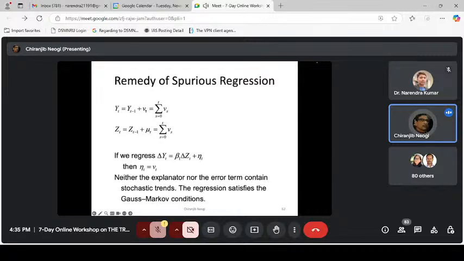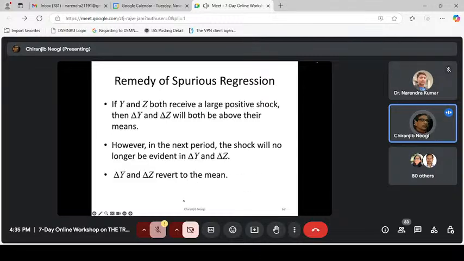If we regress delta yt and delta zt against delta zt, neither the regressor nor the error term contains a stochastic trend. The regression satisfies the Gauss-Markov conditions. That means the conditions of the classical regression model are met.